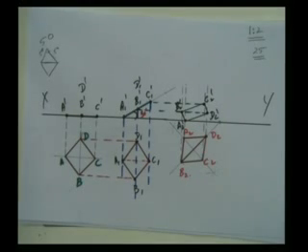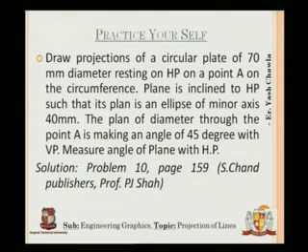Now an example to practice yourself, which is problem number 10 of page number 159 from Ashton Publishers, by Professor PJ Shah. Draw the projection of a circular plate 70 mm in diameter resting on HP on a point A on the circumference. This problem is actually very similar to the problem that we did before, I'll show you the problem.